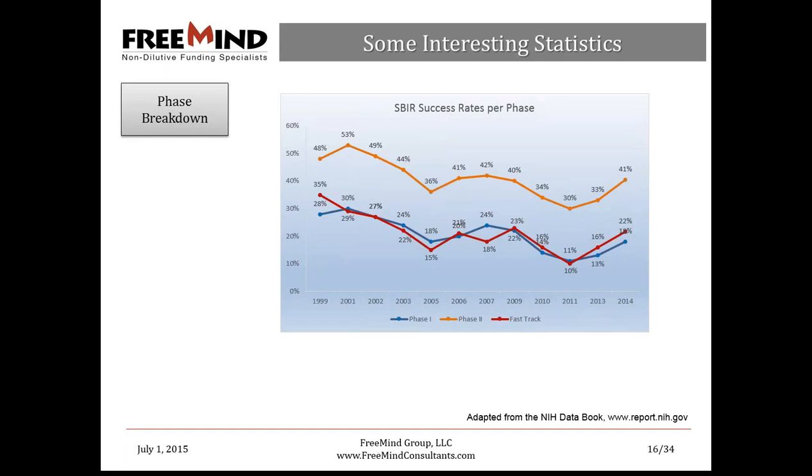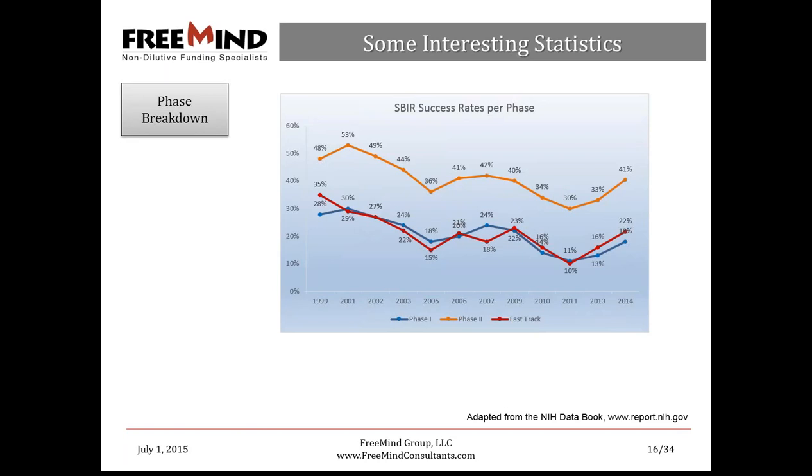Another interesting statistic is a breakdown of these success rates to the different mechanisms. And you can see all mechanisms are currently on a rise, which is definitely a positive thing. The SBIR phase 2 has, as you can imagine, significantly higher success rates.